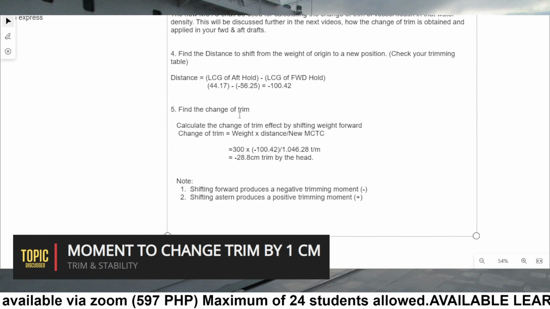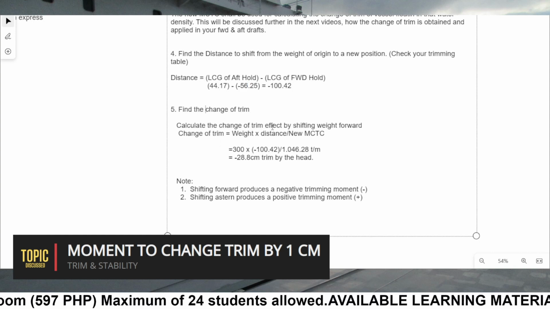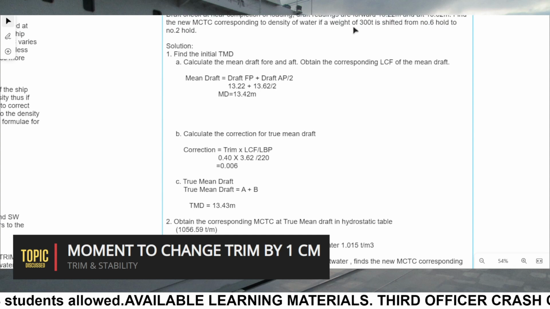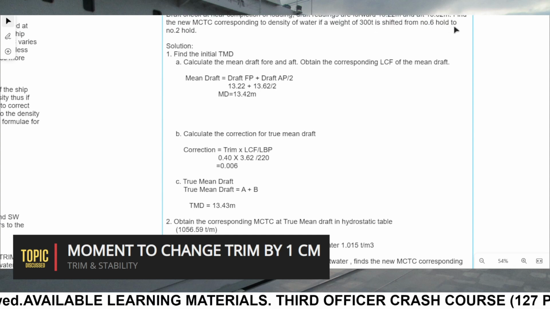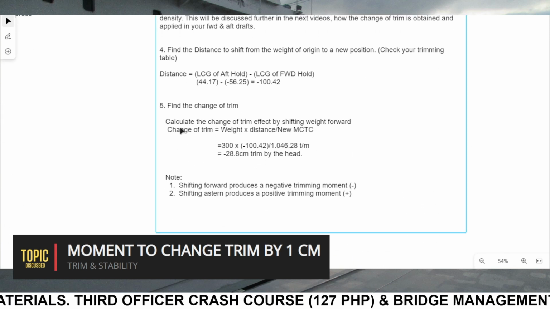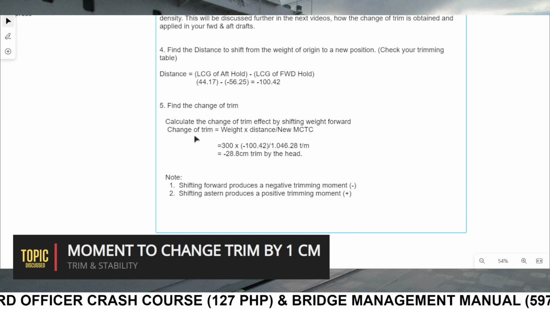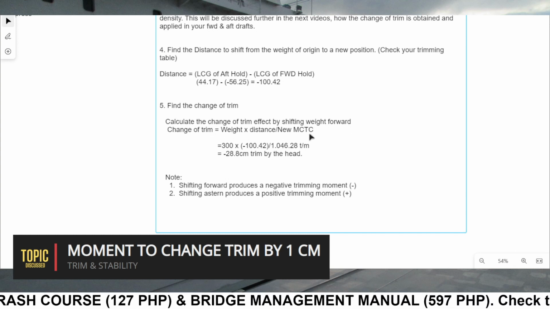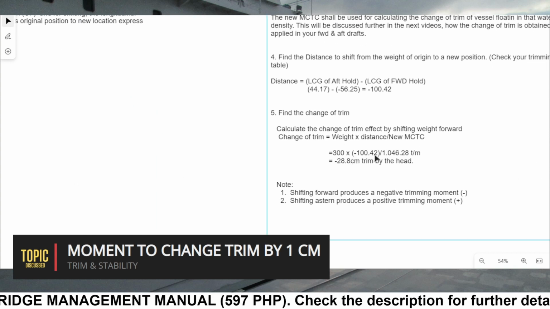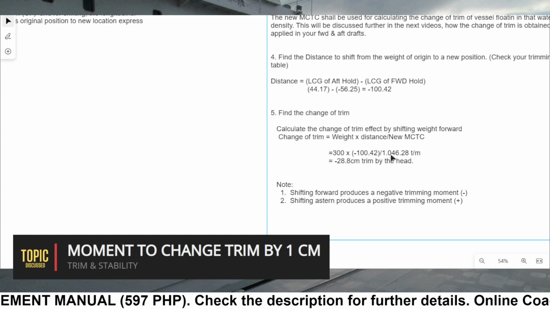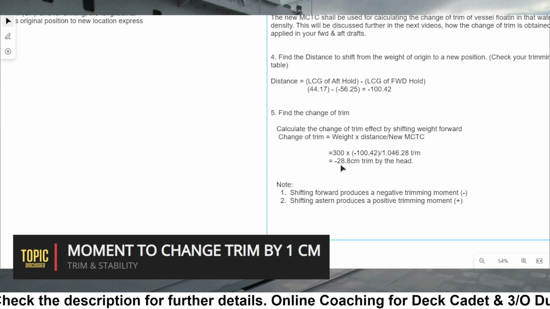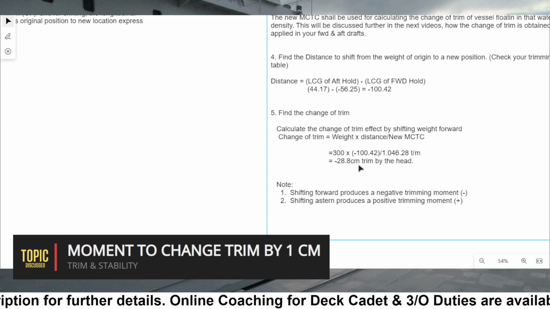Now, number 5, find the change of trim. Calculate the change of trim effect by shifting weight forward. If you remember correctly, we are going to shift 300 tons of cargo from number 6 hold to cargo hold number 2. The change of trim is weight times distance over new MCTC, the formula from earlier. So 300 times negative 100.42 divided by 1046, that's the new MCTC. And the answer is negative 28.8 centimeters, trim by the head.